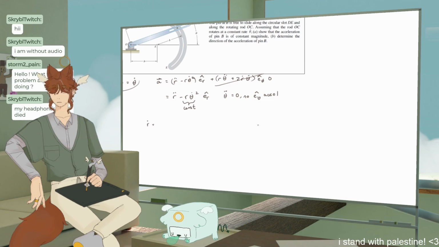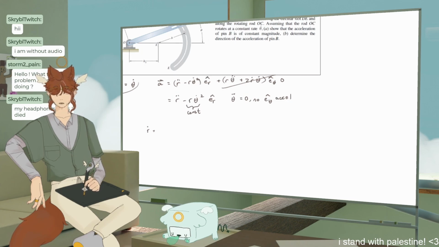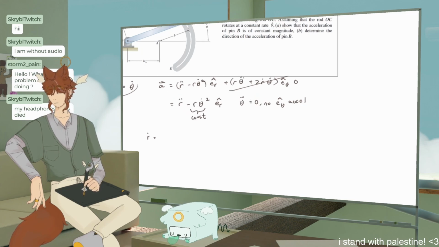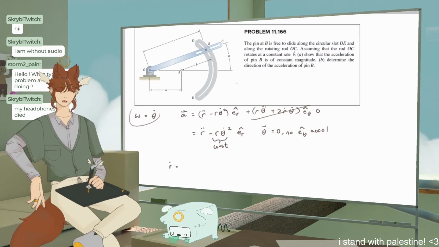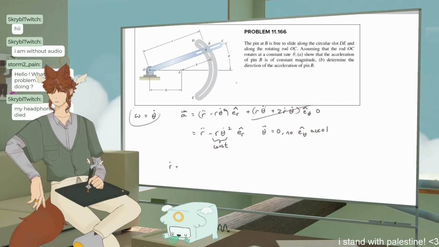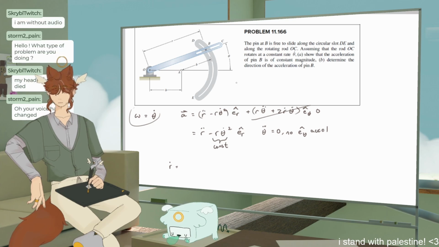What type of problem am I doing? I'm working on this dynamics problem. We're doing some angular kinematics. It's fun. There's a lot more math in dynamics because you can define motion as a vector function.